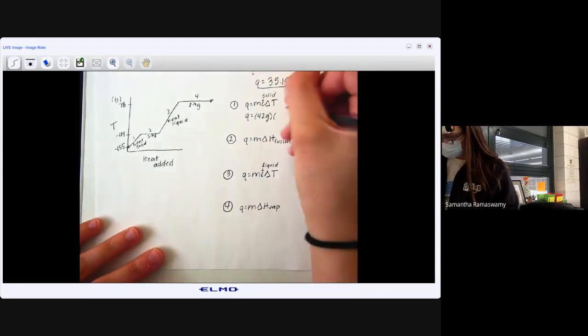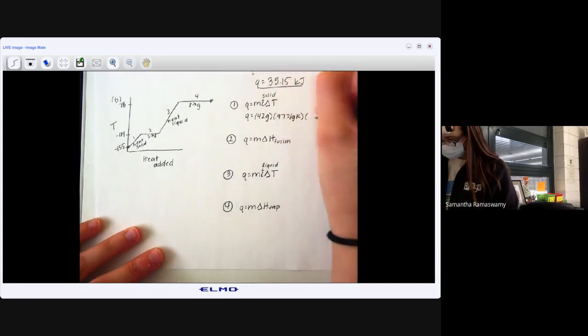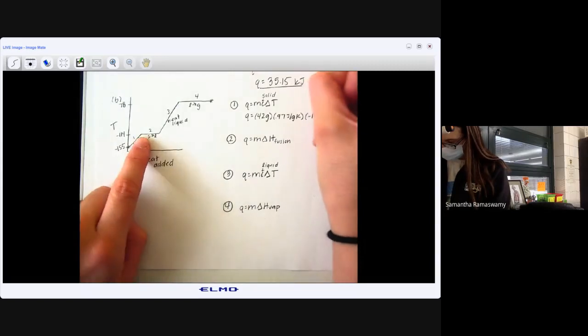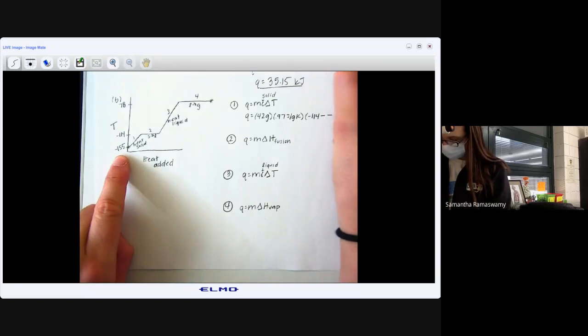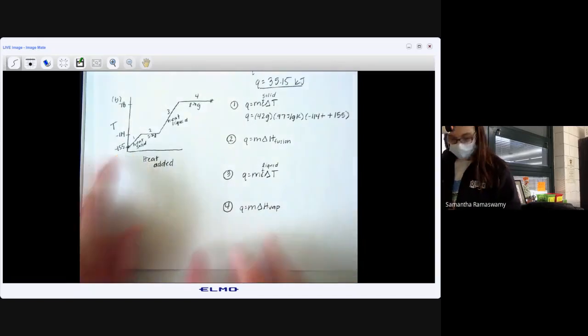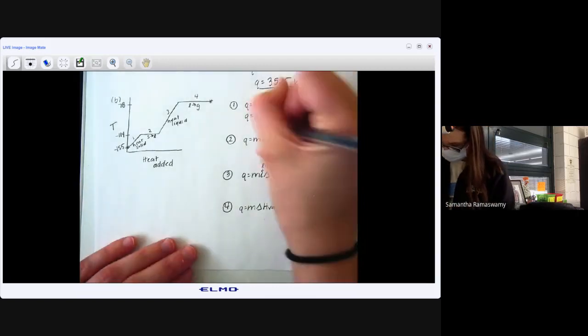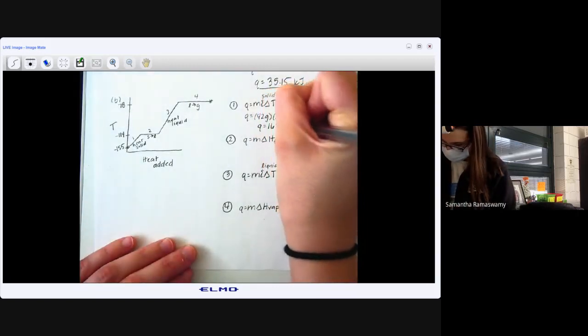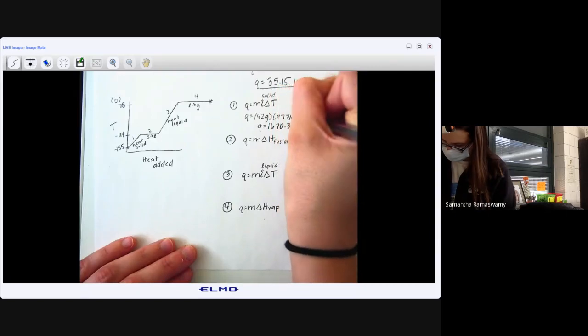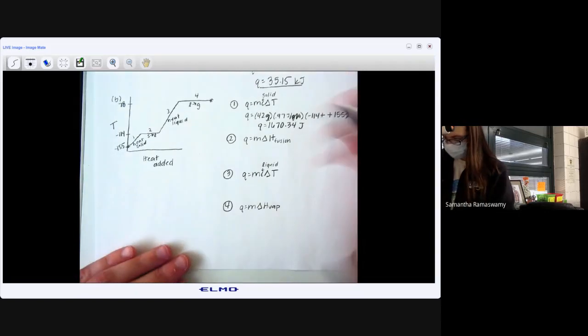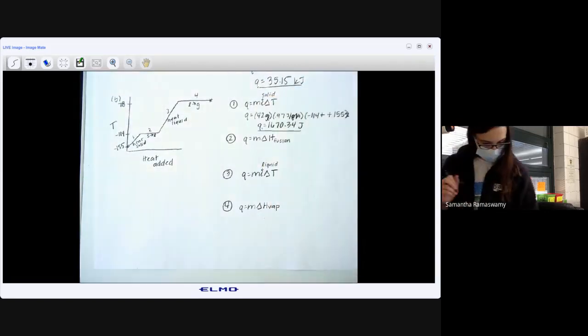Specific heat of a solid, 0.97 joules per gram. And so we have negative 114 minus negative 155. So 42.97 times negative 114 minus negative 155. 670.34 joules. Grams and temperature cancel out. Okay.